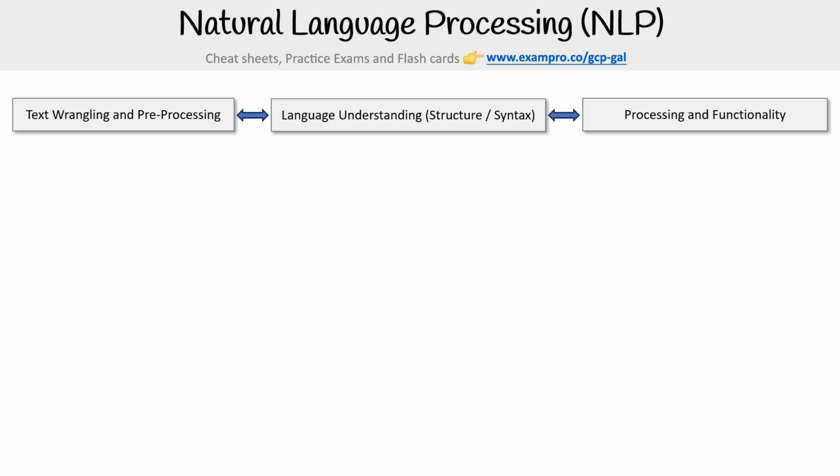So here we have text wrangling, pre-processing, language understanding, so structure and syntax, processing functionality, which is what the NLP does for you in the end. But text wrangling pre-processing is where you are preparing text to be put into possibly a machine learning model, or maybe you're using it for some kind of analysis or something like that. And so this is basically taking text and formatting it, changing it. And so what could we be doing here?